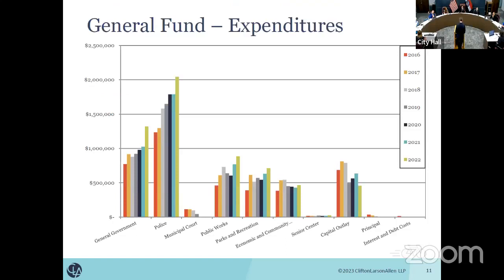So we'll focus in on the general fund a little bit to give a little more clarity, which excludes those developer obligations. This is expenditures within the general fund and the major categories there: general government, police, municipal court, which you no longer have, public works, parks and rec, economic and community development, capital outlay. You can kind of see over time from 2016 to 2022, the last 7 years, how things have changed. Within the general government category, the enterprise leasing also flows through that category.